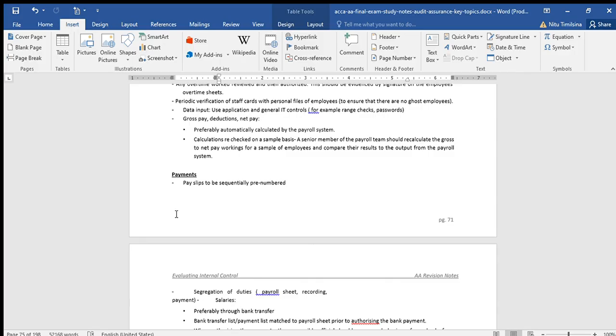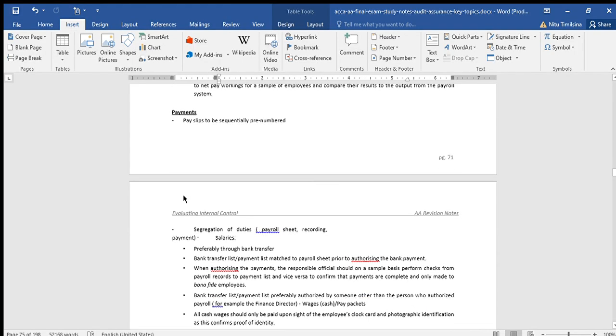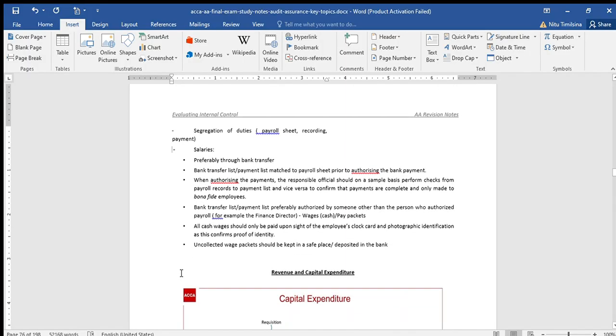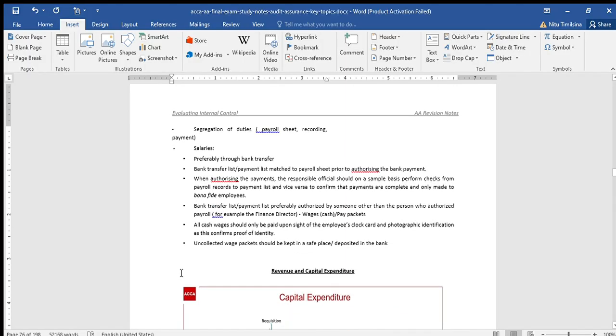Payment. Payslips to be sequentially pre-numbered. Segregation of duties: payroll sheets and recording payments should be done by separate persons. And salaries preferably through bank transfer. Bank transfer payment list matched to payroll sheet prior to authorizing the bank payment. When authorizing the payment, the responsible official should, on a sample basis, perform checks from payroll record to payment list and vice versa to confirm that payments are complete and made only to bona fide employees.